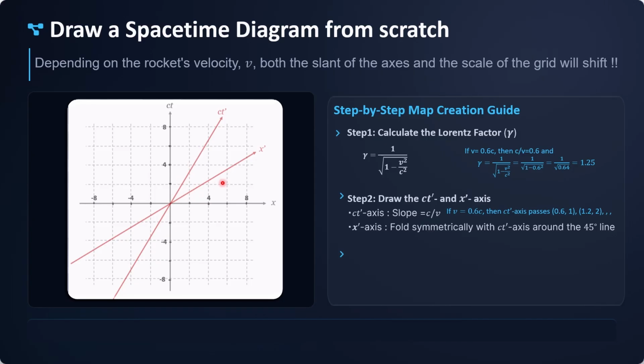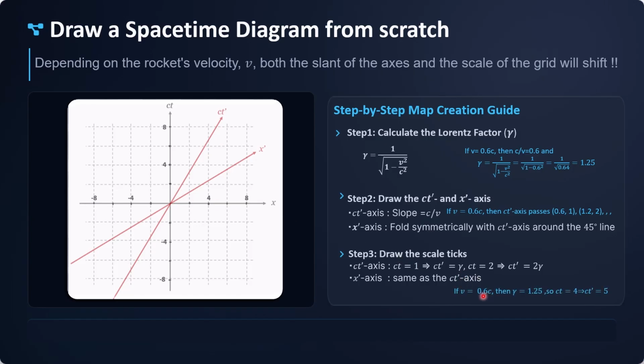Now, how do we set the scale ticks? On the ct prime axis, the height where ct equals 1 for stationary frame S corresponds to ct prime equals gamma. For our example, where v equals 0.6 c and gamma is 1.25, a height of ct equals 4 gives ct prime equals 5. We will see this tip later. And the position x equals 1 corresponds to x prime equals gamma. And just like that, our x prime axis is complete.